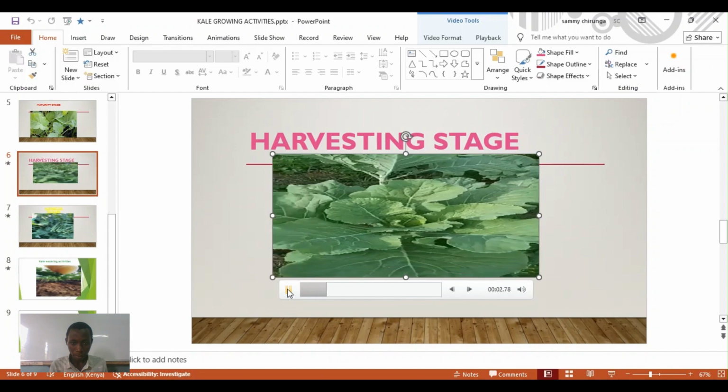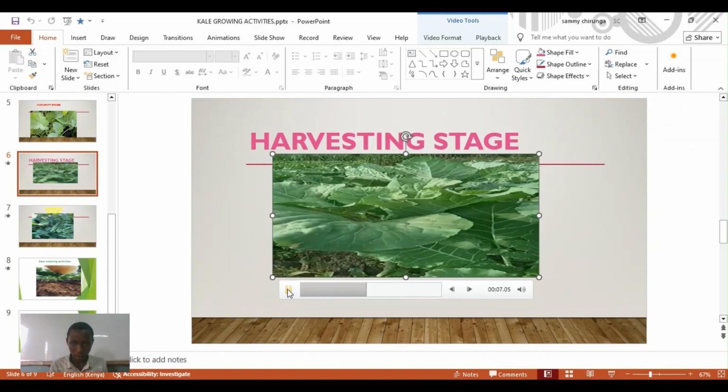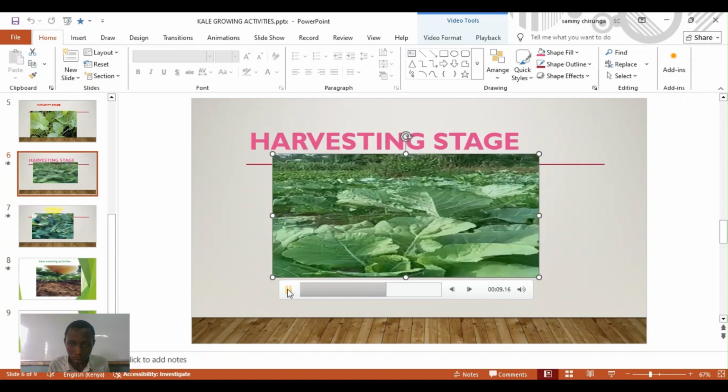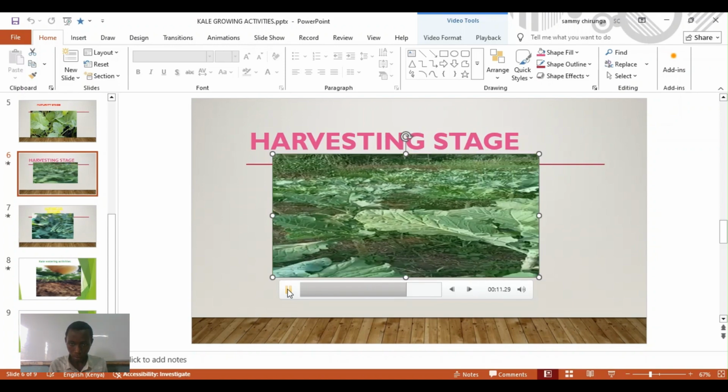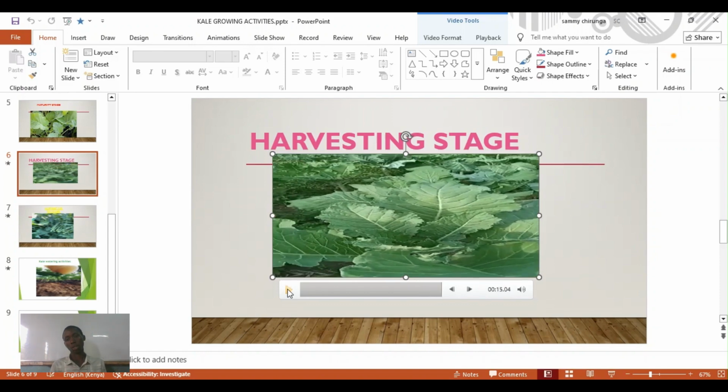So this is a plantation of sukuma, which are relative to kale. I don't know if they're exact, but I believe they are very, very similar. Yeah, so as you have seen, they are very broad, they are very greenish. You can see, this is the stage where harvesting can take place. So let me show you again.